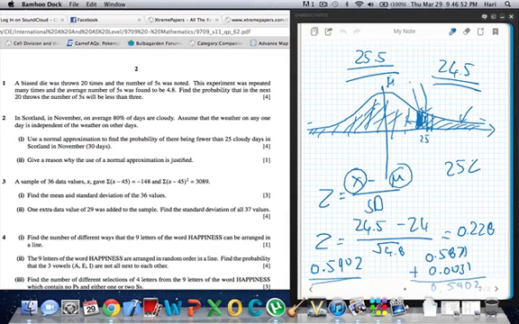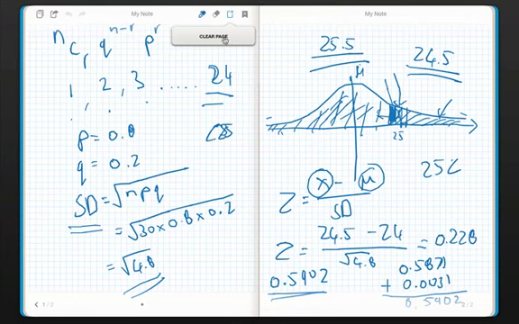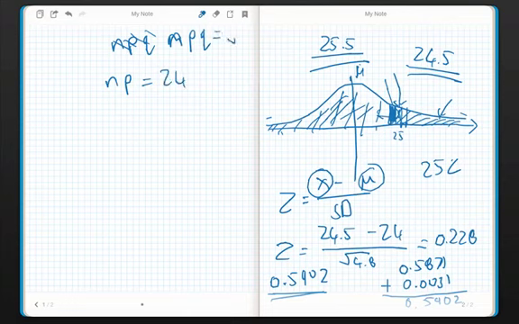So the second part says, give a reason why the use of a normal approximation is justified. Now there are two key points to understand over here. I'll just clear this page. We don't need this. Now, in the last part, we found what NP and NPQ were. NP was 24 and NPQ was root of 4.8. Root of this is just the standard deviation.